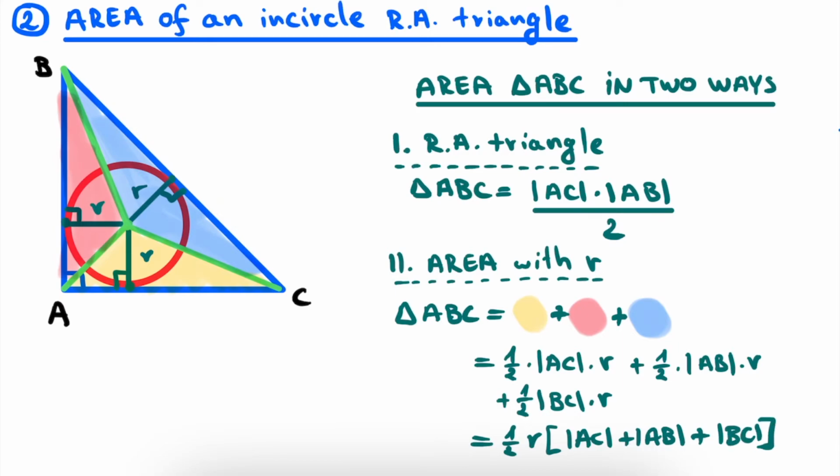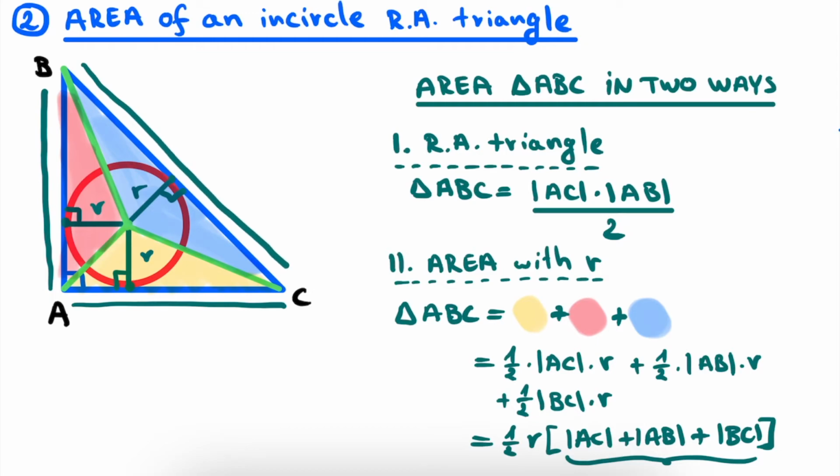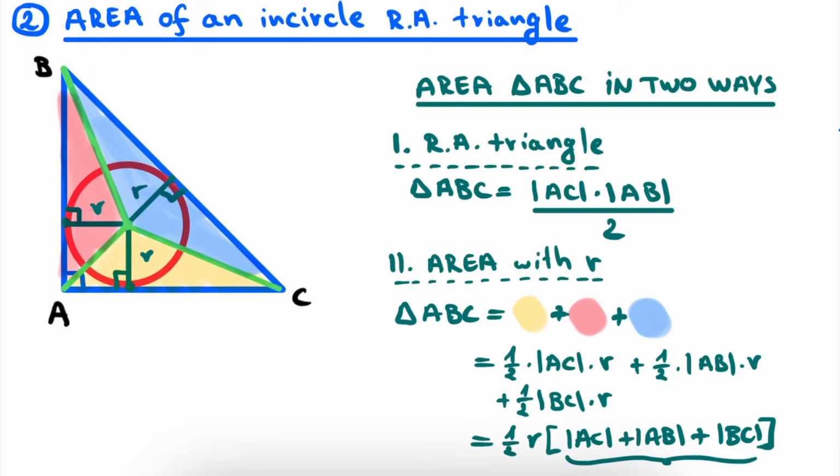And if you pay close attention, the sum of these 3 lengths is of course the perimeter of our triangle. It is AC plus AB plus BC. And in this way, we have actually connected the surface of our large triangle with its perimeter.